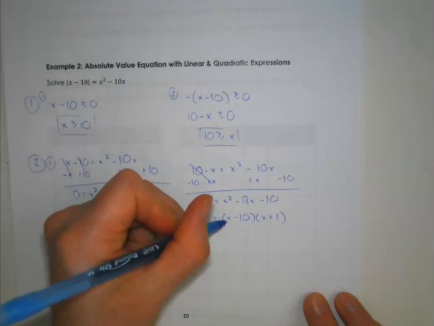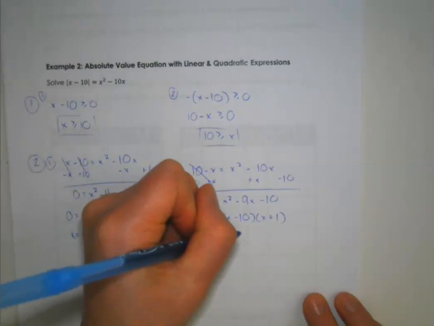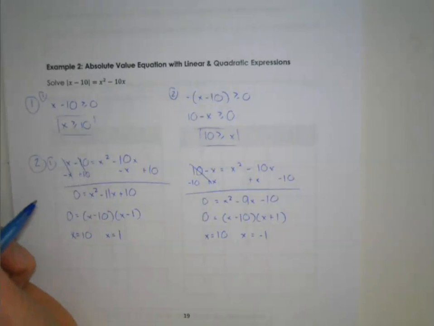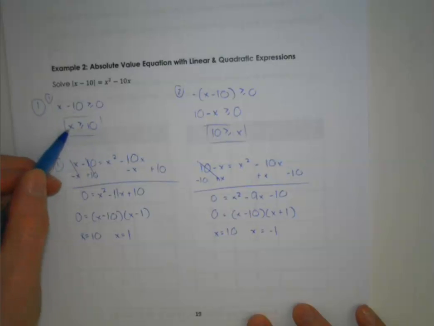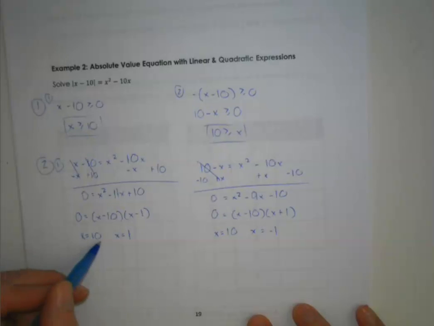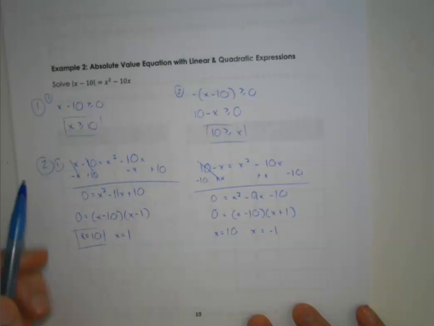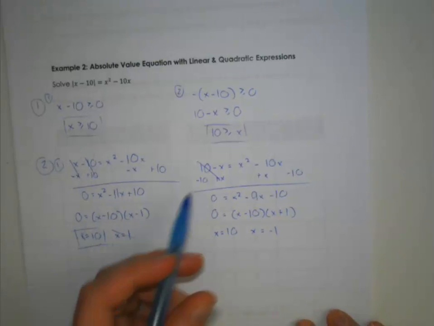And so that means our values for x would have to be positive 10, which we already kind of got there, or negative 1 in this case. So now we want to check these values against our restrictions here. We've said that x has to be greater than or equal to 10. In this case, x is equal to 10, so that satisfies the restriction. So that's a good solution. X is equal to negative 1, that is not greater than or equal to 10. So this is not a valid solution. We call that our extraneous solution, remember.